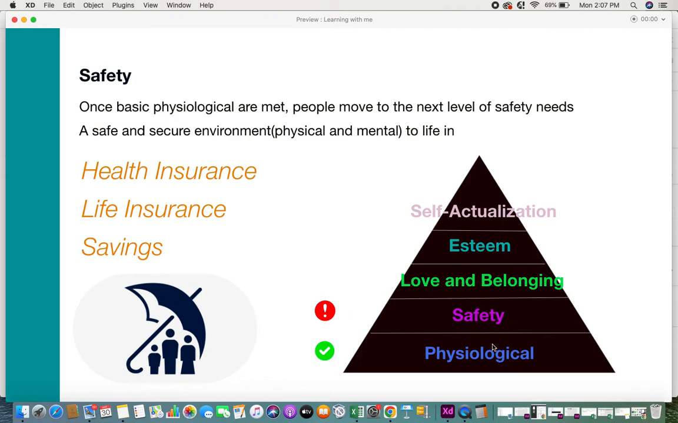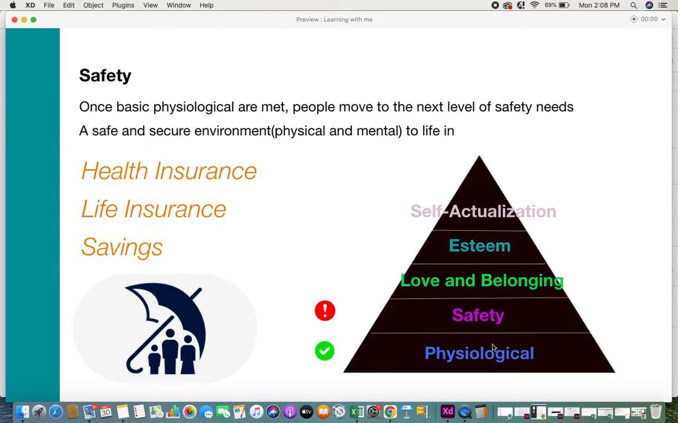Some examples of how a person would want to secure themselves are insurance: you have life insurance, health insurance, and savings. That's the next level of motivation for a human being. After you have satisfied the basic needs, food, shelter, and clothing, the next step is you start looking for some security, whether it's for life, health, or you want to save and keep for the future, not just live on a day-to-day basis, which goes into savings. So this is the second level in the hierarchy. Now people are motivated to secure themselves and to be in a safe zone.